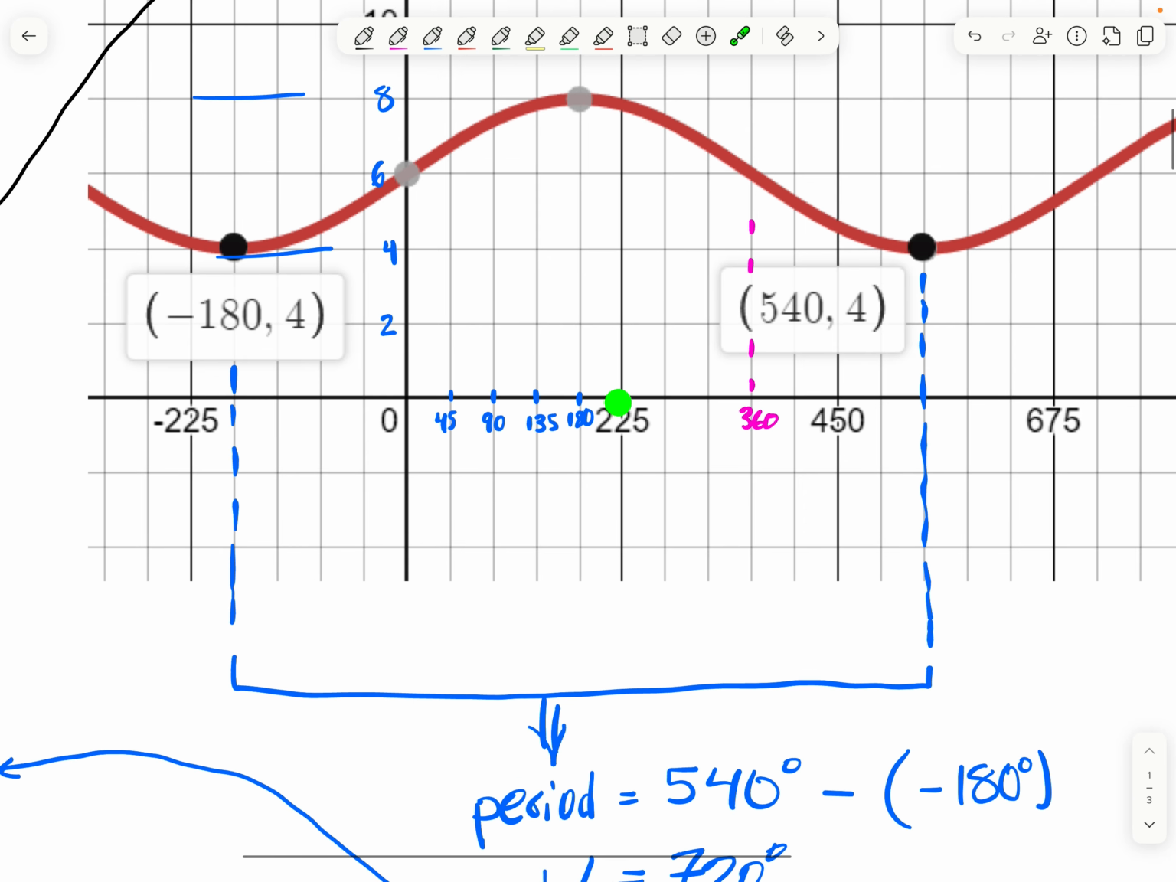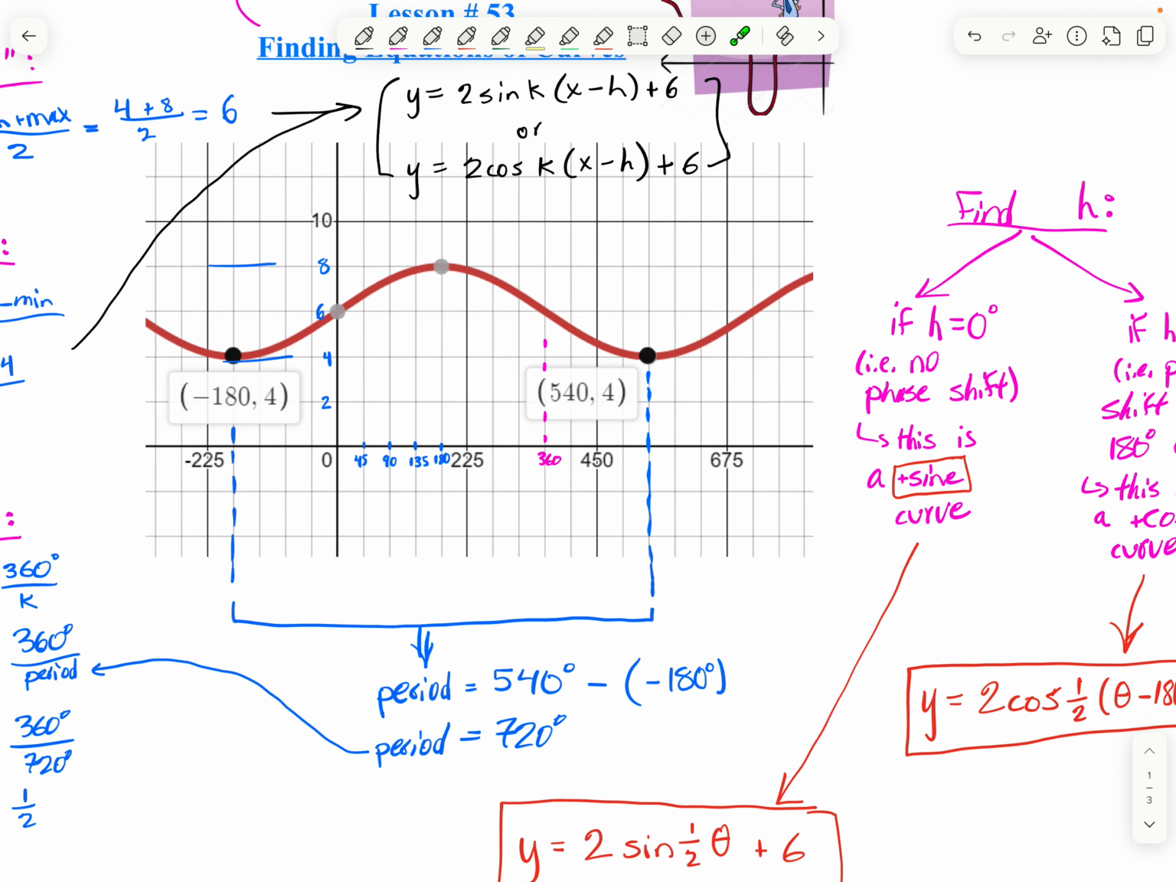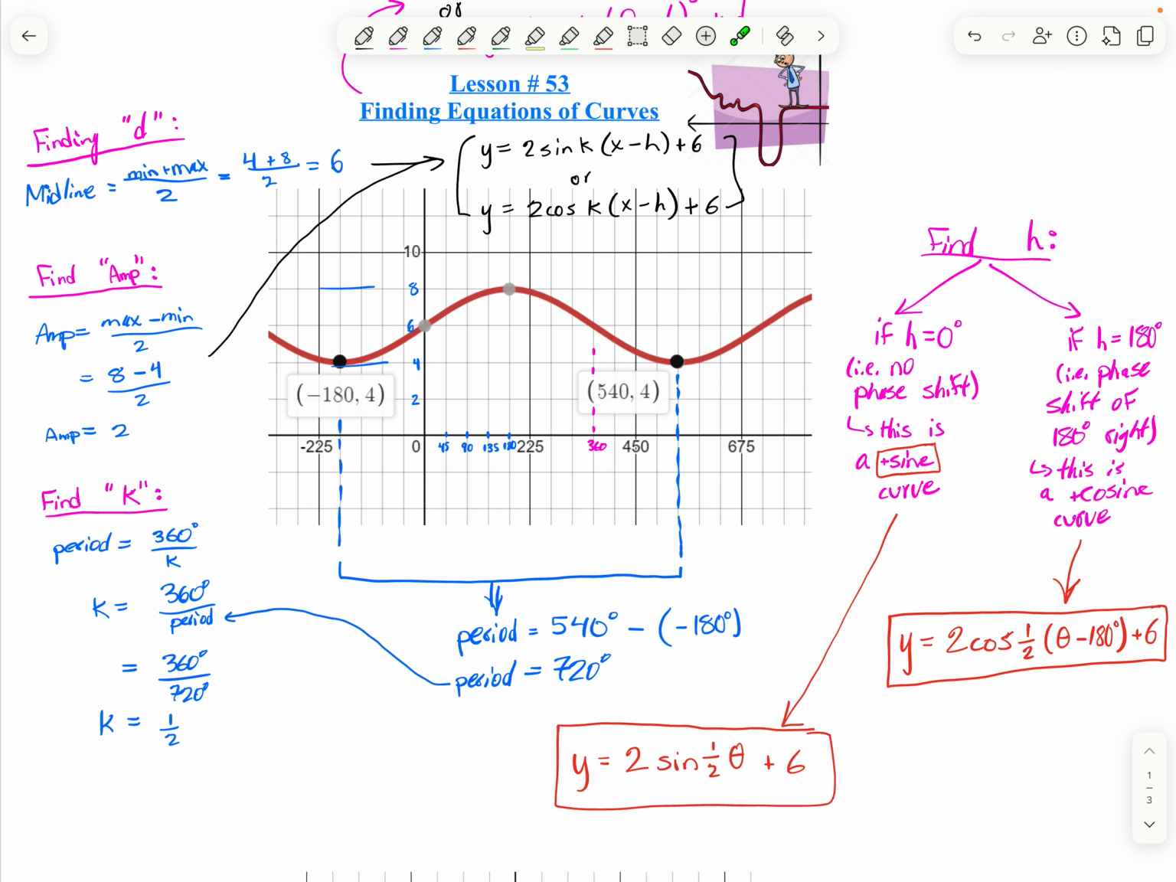Notice here on the x-axis, 225 degrees is broken up into a span of 1, 2, 3, 4, 5. So 225 divided by 5 is equal to 45. That's how I figured out each of these increments here. The idea here is that the maximum happens at 180. So a positive cosine curve starts at a maximum.